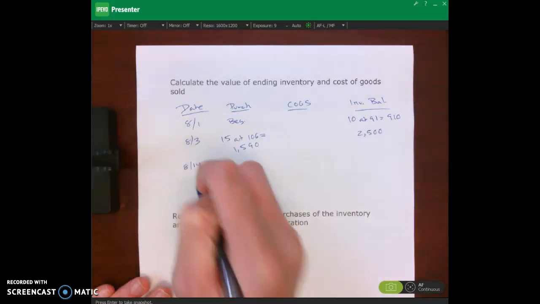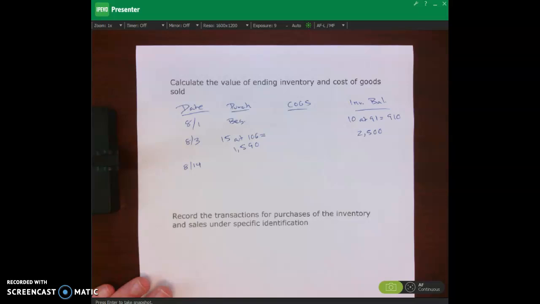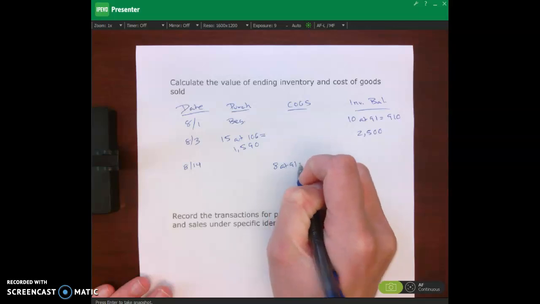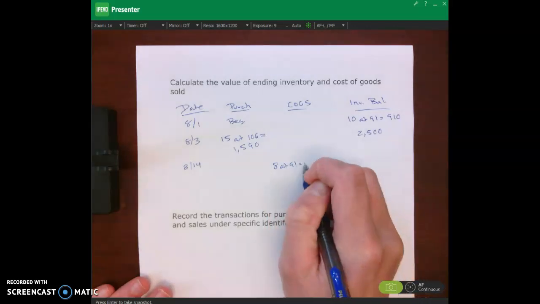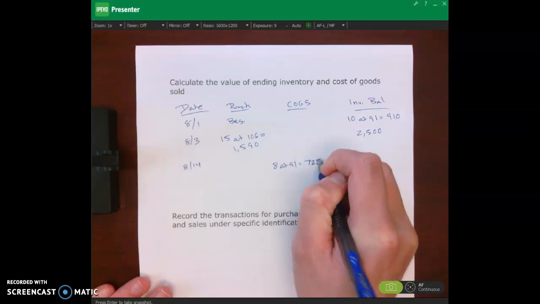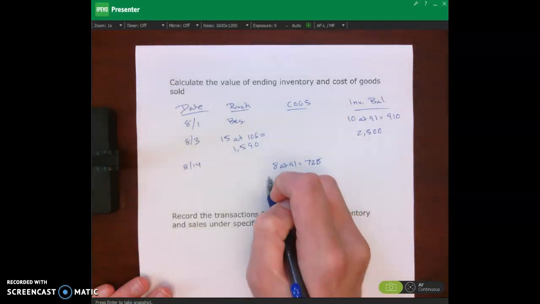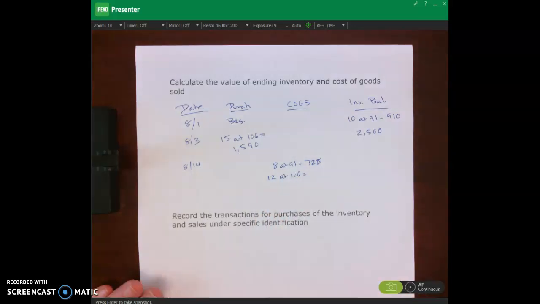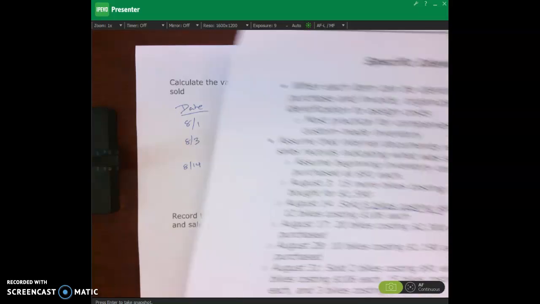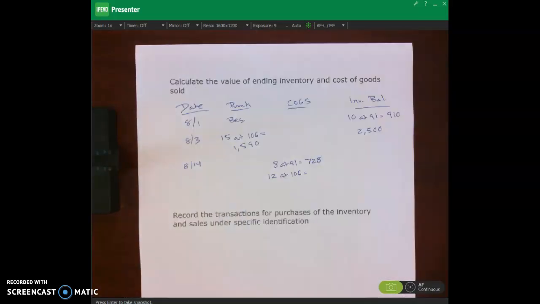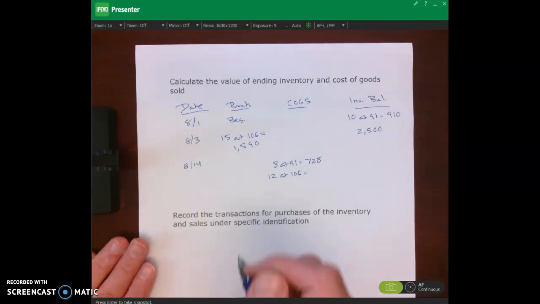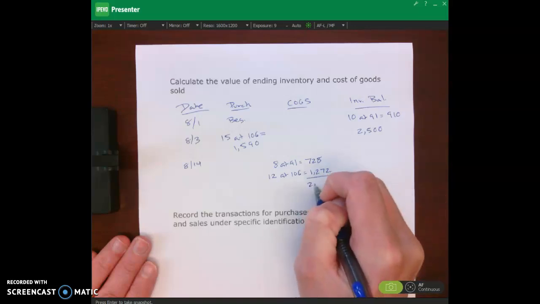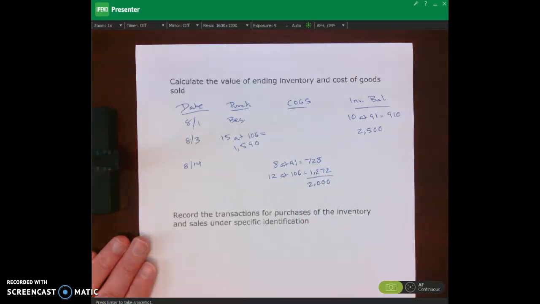On 8/14, it says I sold some bikes: 8 bikes at 91, that I paid $91 for each bike. So 8 times 91 gives me $728 right there. And then I sold another 12 at 106, and I got that from our page 120, I'm just copying it straight from there. 12 at the 106 is $1,272. Add those together and that gives me $2,000. So that's my cost of goods sold.